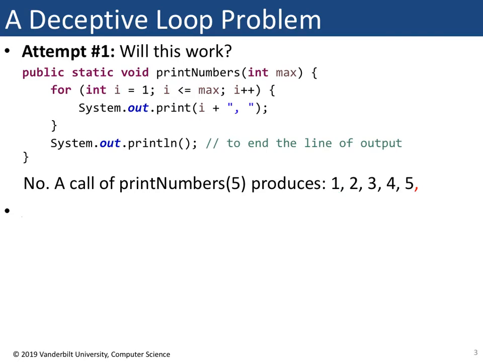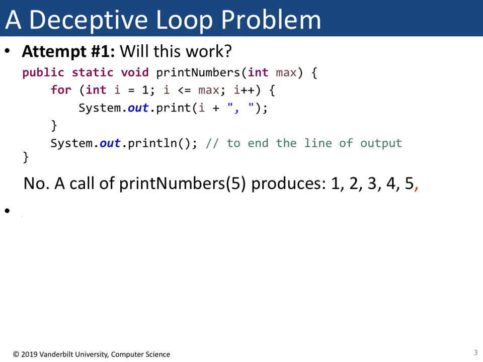Then at that point we update, so 1 plus 1 is 2. So i is now 2. Is 2 less than or equal to max? Yes. So we do this again. Print out 2 followed by a comma. This is going to happen until we get to 5, at which point when we update, it'll be 6 and we no longer continue in this loop.